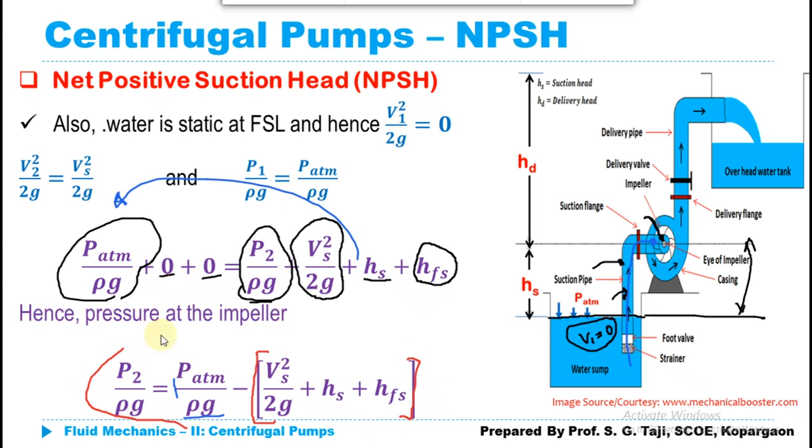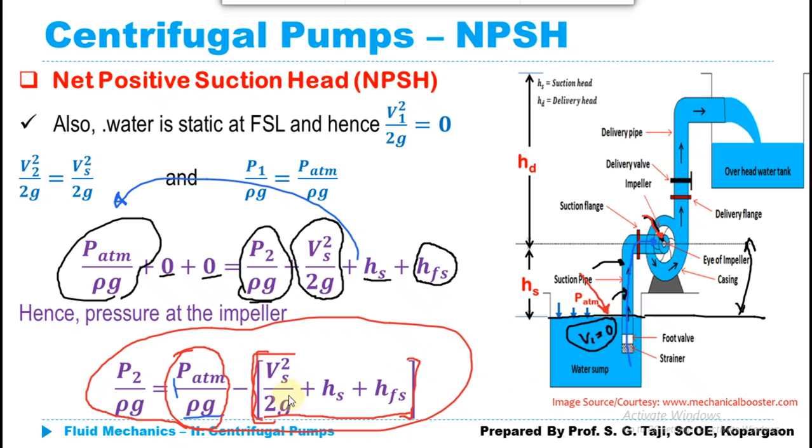Now this expression indicates that the pressure at the eye of the impeller should be less than the pressure at the free surface of the liquid or at the water sump, that is, less than the atmospheric pressure, because something is going to be deducted from our atmospheric pressure, and it is the term Vs square upon 2g plus Hs plus Hfs. This term is subtracted from P atmospheric upon rho g. That means the value of P2 upon rho g should be less than atmospheric pressure, or the pressure head available at the water sump. Only then will the flow take place from section 1 to section 2, otherwise it will not.